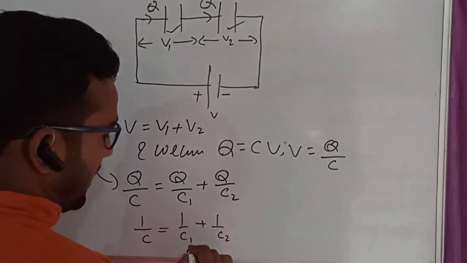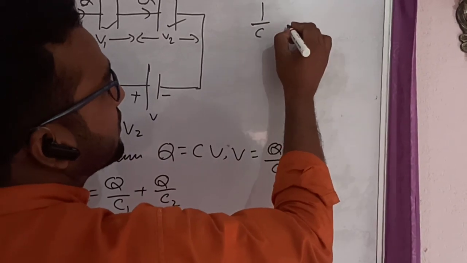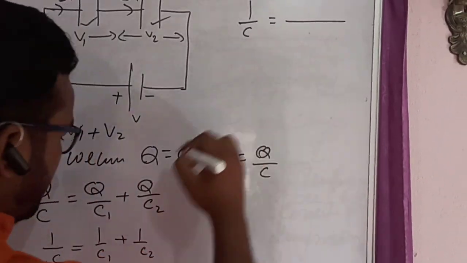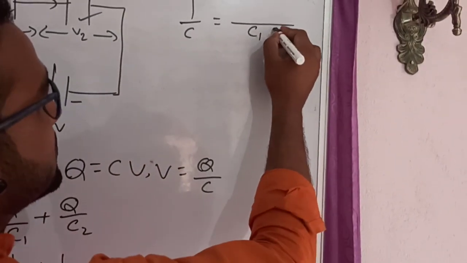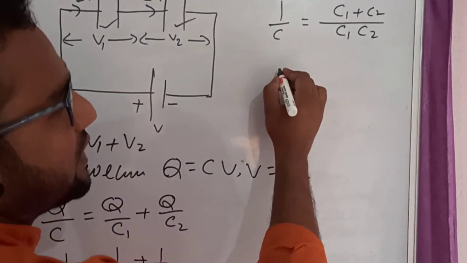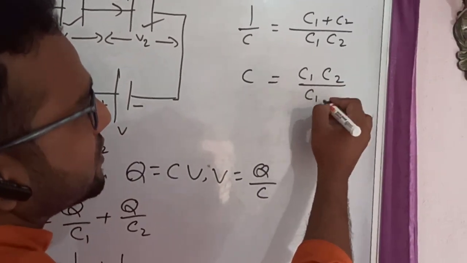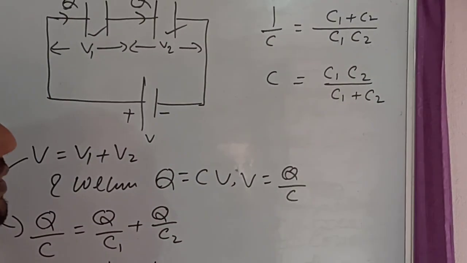If we want to write the value of C, first you take the LCM of these two. So this will be C1 C2 and here it will be C1 plus C2. Now reverse this. C will be C1 C2 by C1 plus C2.